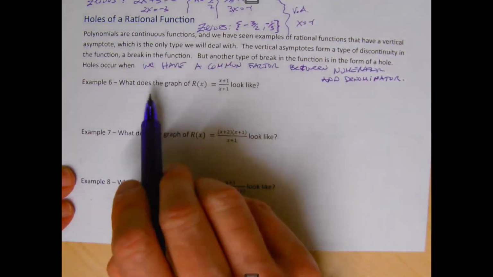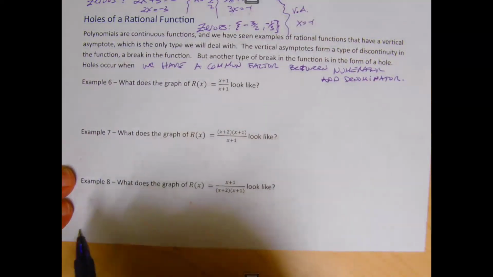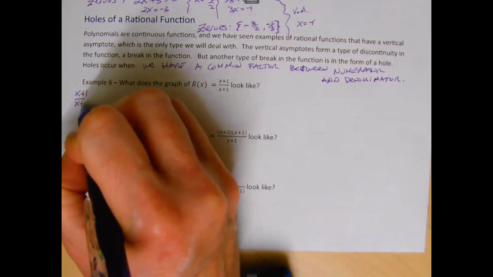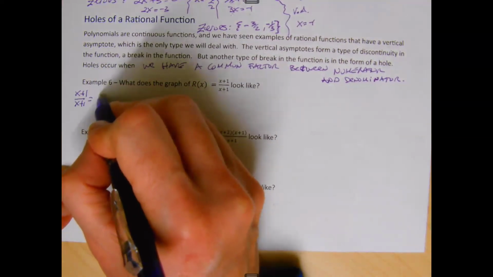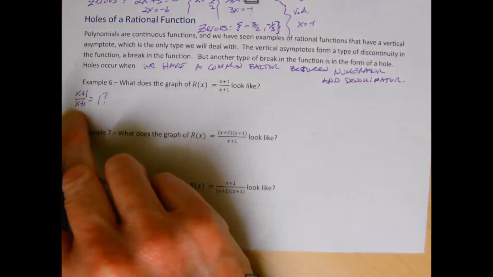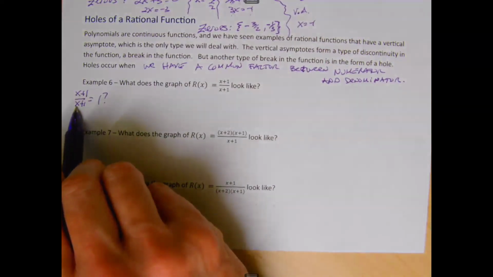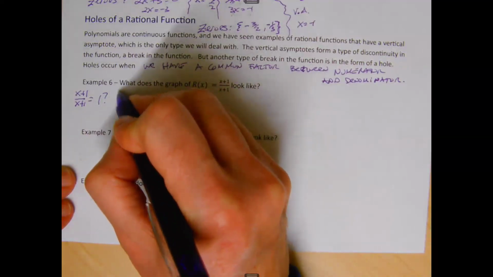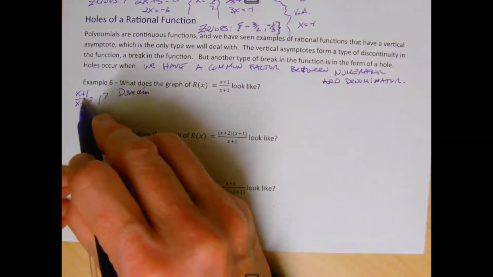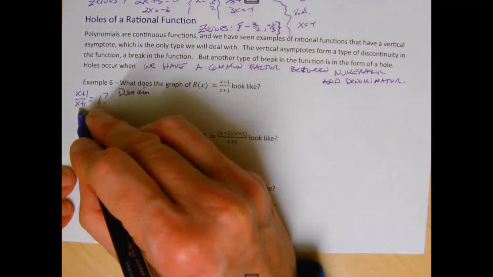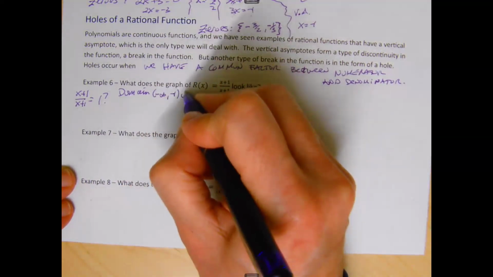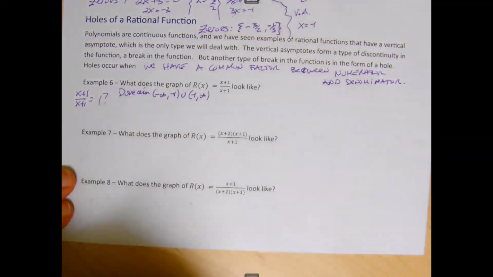For example, what does the graph of R(x) = (x + 1)/(x + 1) look like? Well, let's think about this for a second. x plus 1 over x plus 1. Isn't that the same thing? So isn't that just equal to 1? But we also recognize that the denominator cannot be 0. So it looks like -1 makes the denominator 0. So the domain of this is negative infinity to -1, union -1 to infinity. In other words, this thing cannot be equal to 1 at x = -1.